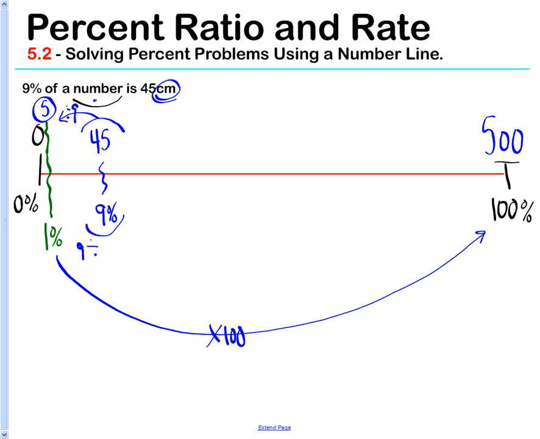Now, if we want to test our answer, and this is a little bit of a new part, we simply take our number that we say is the number, so 500, and multiply it by whatever percent it is that we have as a decimal. So 9% is the same as 0.09. And if you multiply 500 by 0.09, you end up with 45. So that supports that 9% of 500 is actually 45.